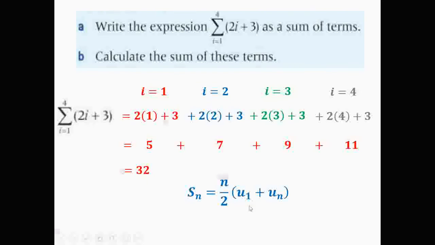This will be term 1, which is 5. This will be term 4, which is 11. So 5 plus 11, 16 times 2, 32. It produces the same answer. It's important to make these connections as we go, as we look at things from different perspectives, to remember that they're connected. So this notation is connected to the summation formula we already had.